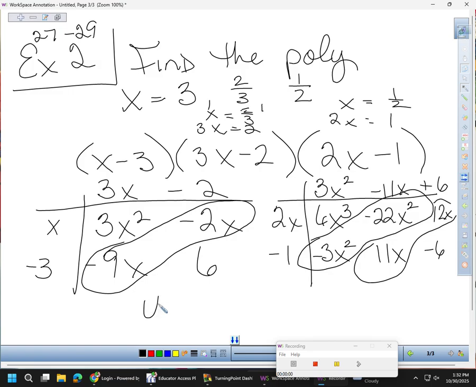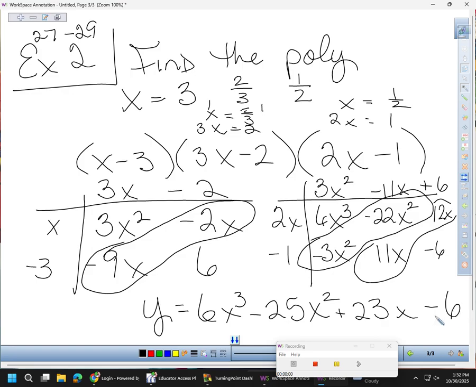So my polynomial is y equals 6x to the third. Negative 3 and negative 22 is negative 25x squared. I have 11x and 12x is positive 23x, and then minus 6. Any questions there? No questions there? Okay. We're solid. Let's move on to the next part.